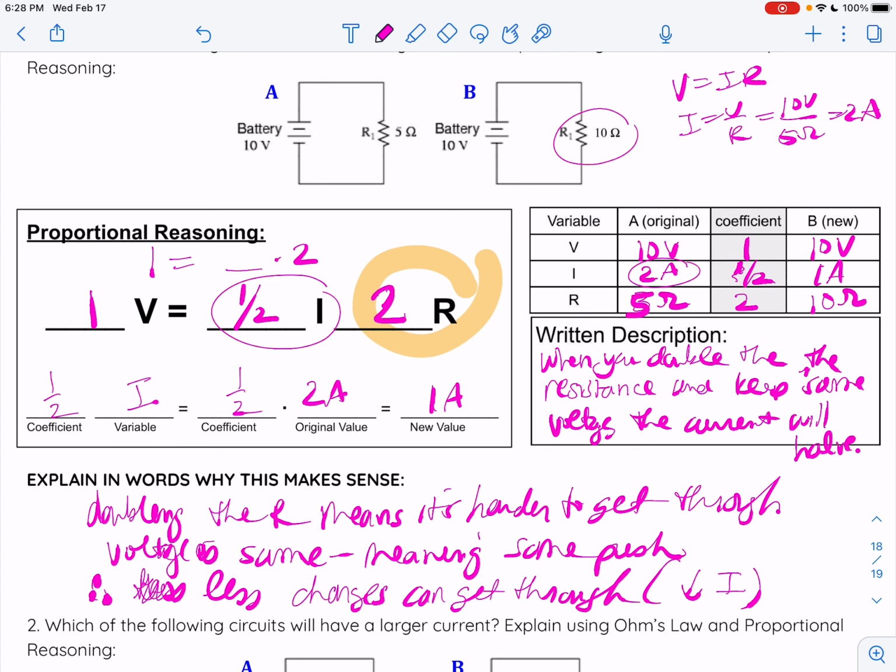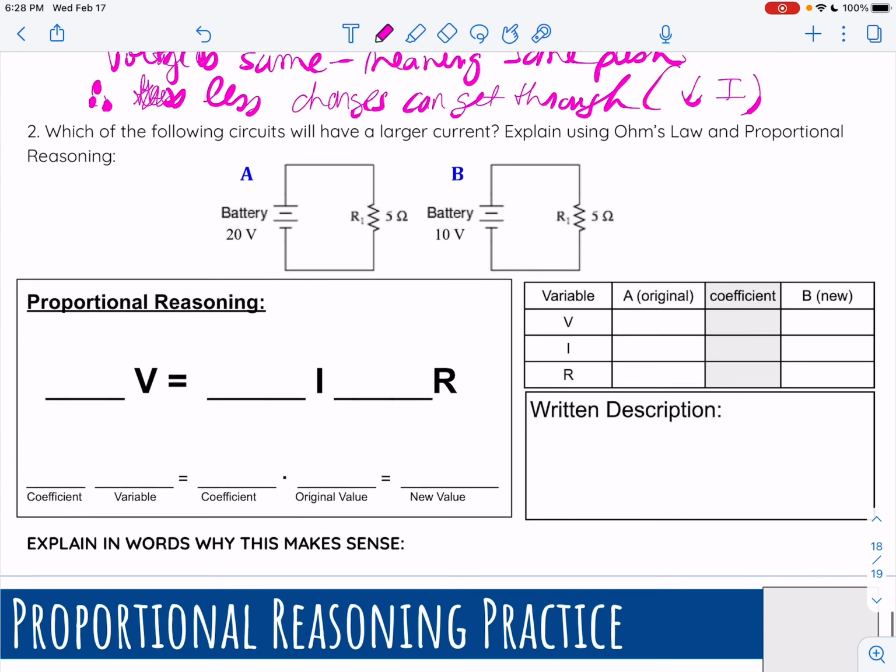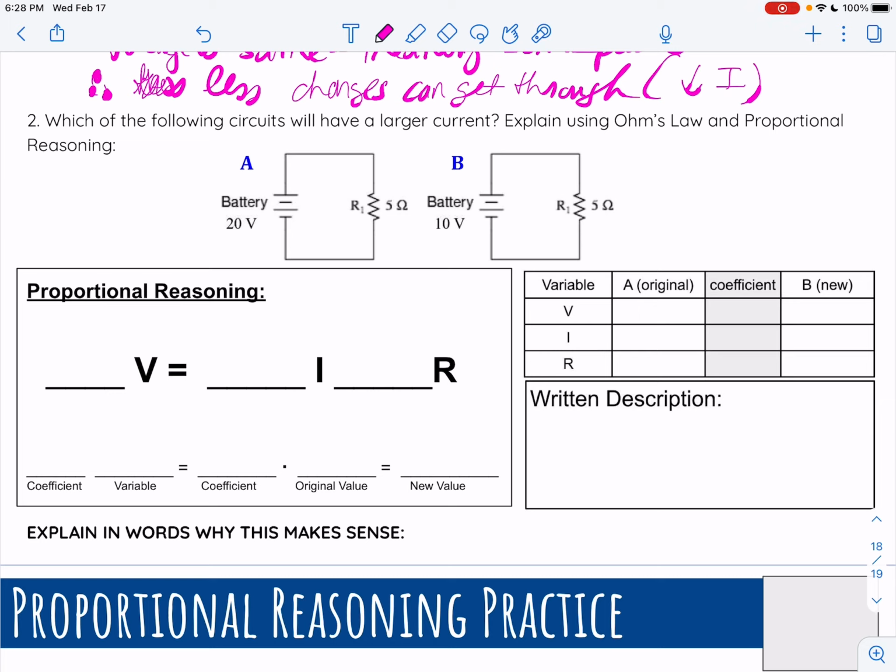Okay, second one. Which of the following circuits will have a larger current? This time, explain using Ohm's law and proportional reasoning. So circuit A, I have 20 volts on a 5 ohm resistor. If I keep doing my Ohm's law again, I equals 20 over 5, which will be 4 amps. New circuit has a voltage of 10, so that's going to be a coefficient of a half, because that has cut in half.